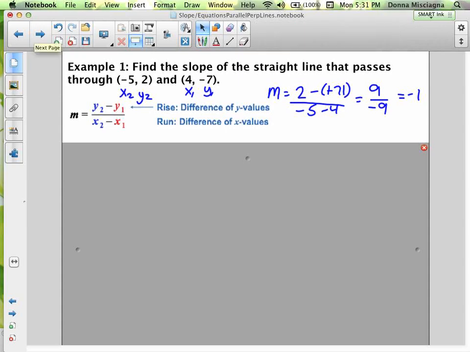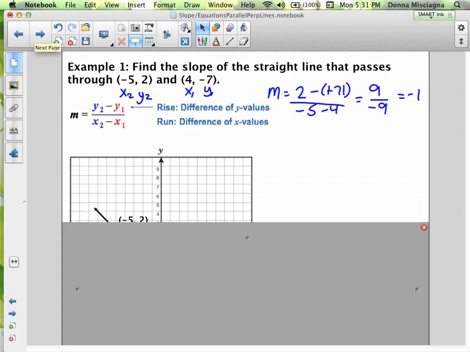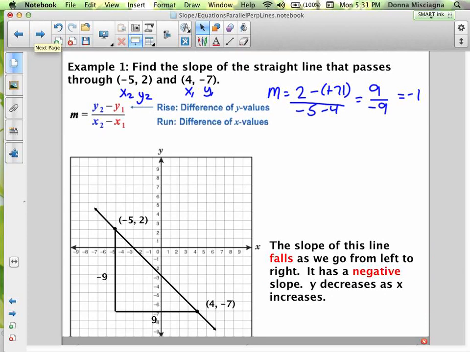While you're writing that down, let's take a look at this line. Here's a picture of our line. Notice that the slope of this line falls as we go from left to right. It has a negative slope. So y is decreasing as x is increasing.